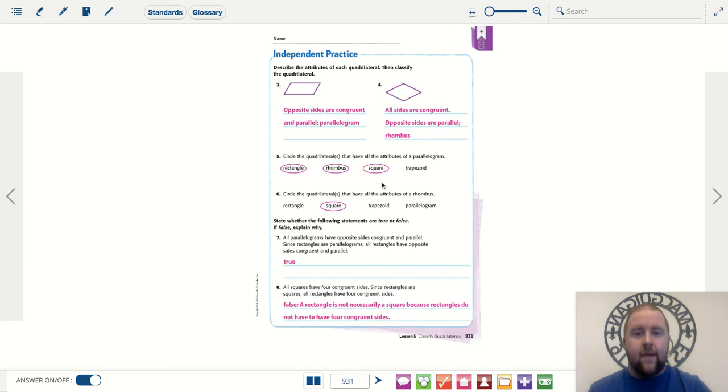So when it talks about describing attributes, just tell me about the sides. What's congruent? What's parallel? What's equal? What angles are the same? Which ones are 90-degree angles? You can always put that in there when it says to describe the attributes.